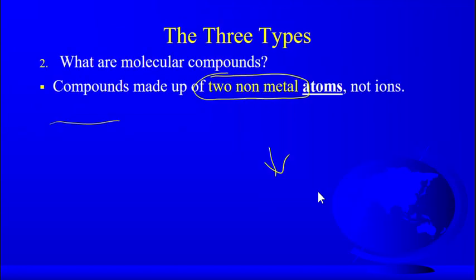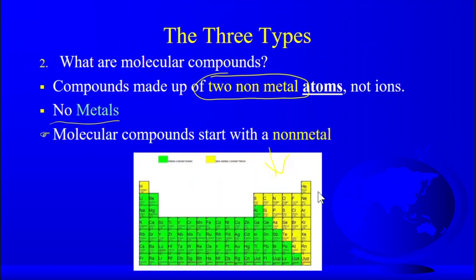What are molecular compounds? They're made up of 2 nonmetals. It's a nonmetal, nonmetal. No metal. So if you're starting with something from the right side of the zigzag line, if that's your first element, it is molecular.